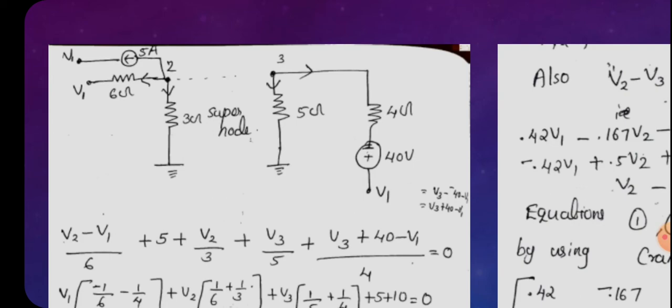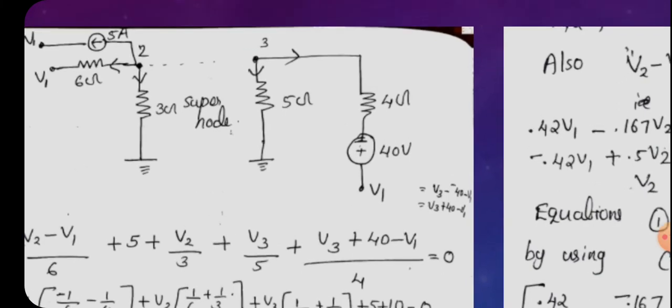But it is given that one end of the 4 ohm resistor is connected to the negative terminal of the 40 volt battery. That means there will be a negative voltage. So the current through the 4 ohm resistor will be V3 minus 40 minus V1. But V3 minus 40 here means it will be V3 plus 40. So V3 plus 40 minus V1 divided by 4 equal to 0. I think you got the idea.